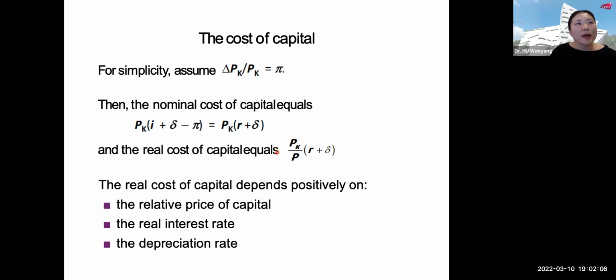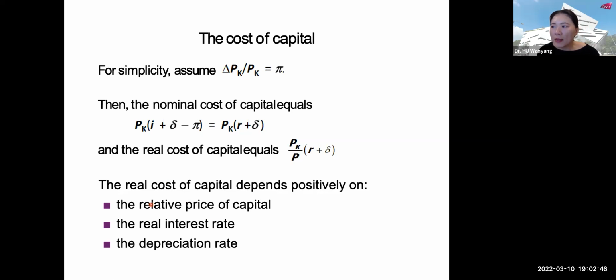So pk divided by p is actually the relative price of capital. So it's the relative price of capital compared with all the goods and services in the market. And when the relative price of the capital increases, it means that the real cost of capital will increase as well. So let's say we rent a car from a rental company, and the relative price becomes more expensive compared with all the goods and services offered in the market. It means that the capital cost will increase.